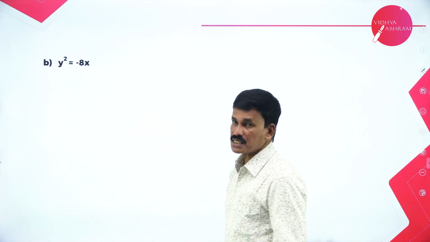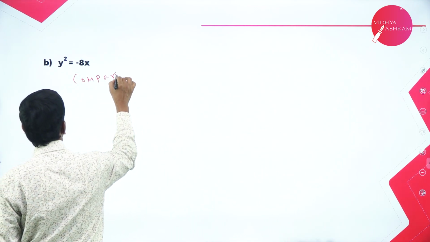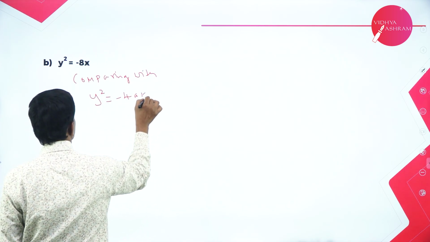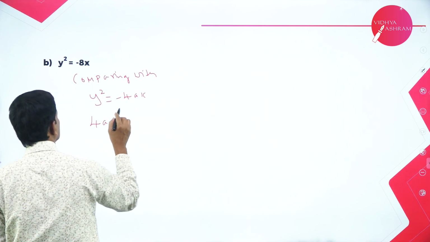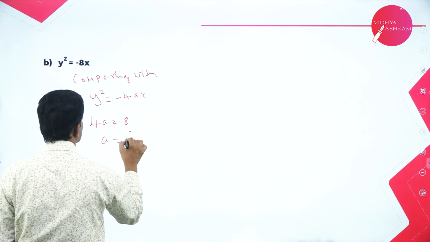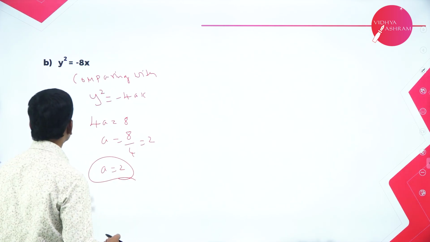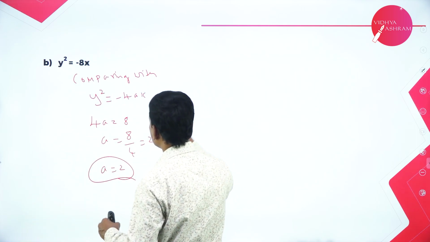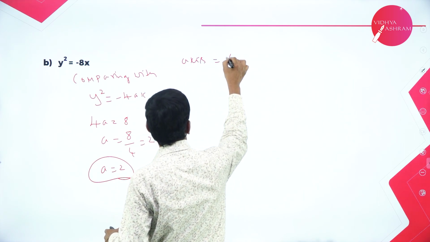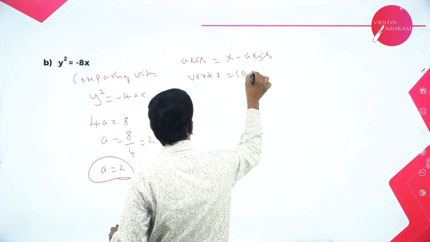y square is equal to minus 8x. Now, comparing with y square is equal to minus 4ax, here 4a is equal to minus 8, minus and minus get cancelled, so 4a is 8. So a is equal to 8 by 4, which is 2. A is equal to 2. Now, this is of the form y square is equal to minus 4ax, that is the parabola opening leftwards. The axis of the parabola is the x-axis, and the vertex is 0 comma 0.